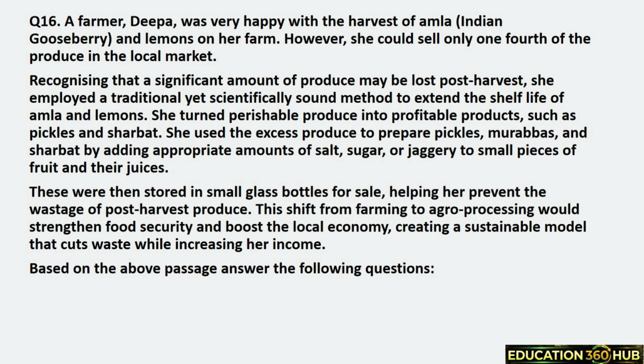She used the excess produce to prepare pickles, murabbas, and sharbat by adding appropriate amounts of salt, sugar, or jaggery to small pieces of fruit and their juices. These were then stored in small glass bottles for sale, helping her prevent the wastage of post-harvest produce. This shift from farming to agro-processing would strengthen food security and boost the local economy, creating a sustainable model that cuts waste while increasing her income. Based on the above passage, answer the following questions.